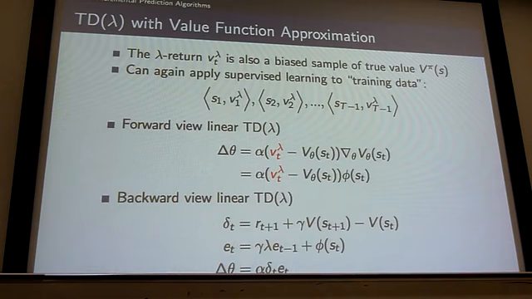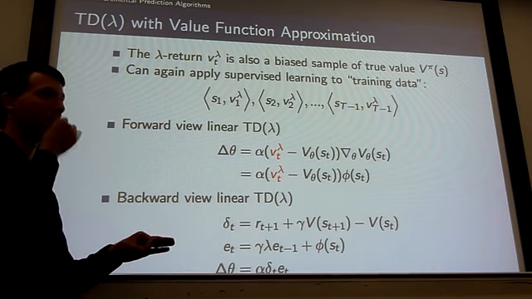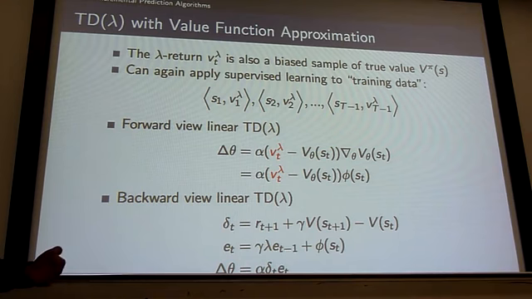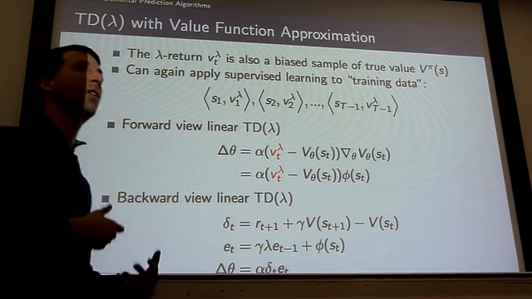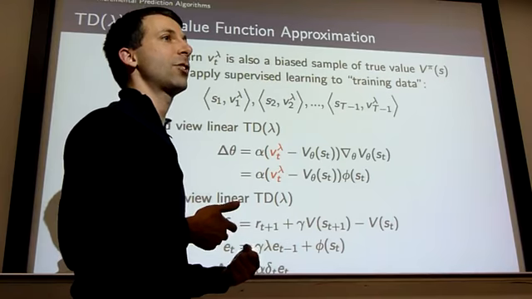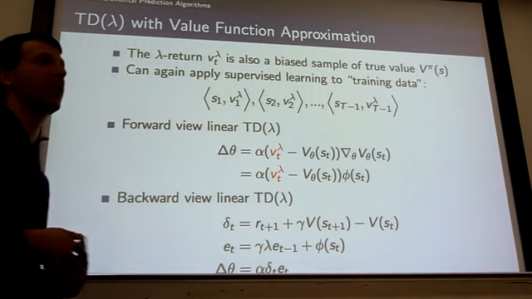Okay, any questions before I move on to control? So far we've dealt with prediction, so we've been doing basically policy evaluation with approximate value functions. And we've been looking at incremental methods based on stochastic gradient descent for updating and estimating the value function, using linear function approximation in particular.